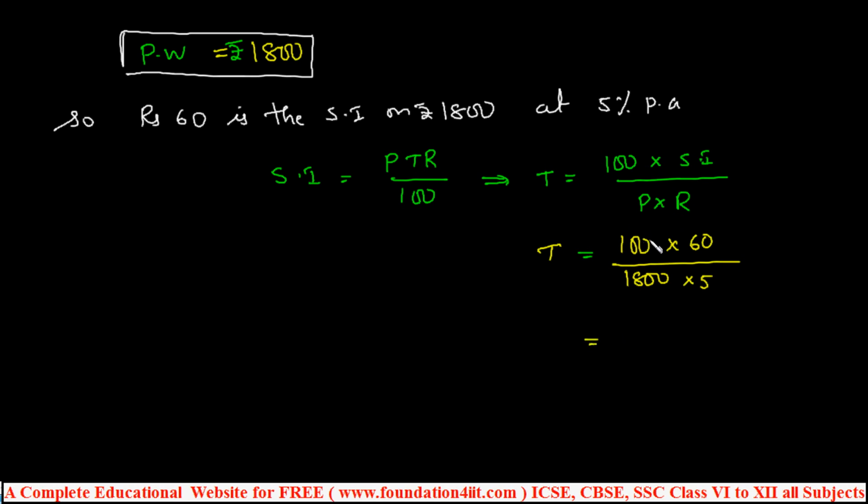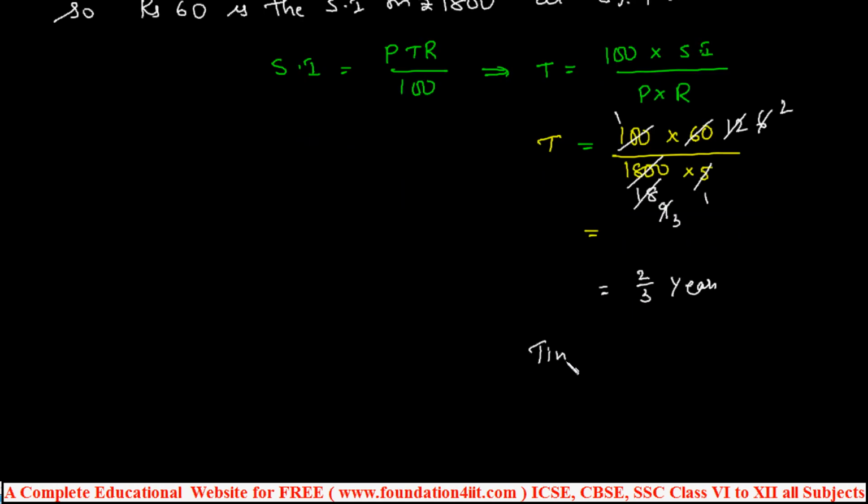Just simplify: 100 times 1, 18. 5 ones are 5, 12, and 12 by 18. Again simplify this: 12, 18, so 6, 9. Again 3 table: 3 2s are 6, 3 3s are 9. Finally 2 by 3 years. Convert 2 by 3 years into months. Time is equal to 2 by 3 into 12, so 3 ones are 3, 3 4s are 12, 8 months. So time is equal to 8 months.